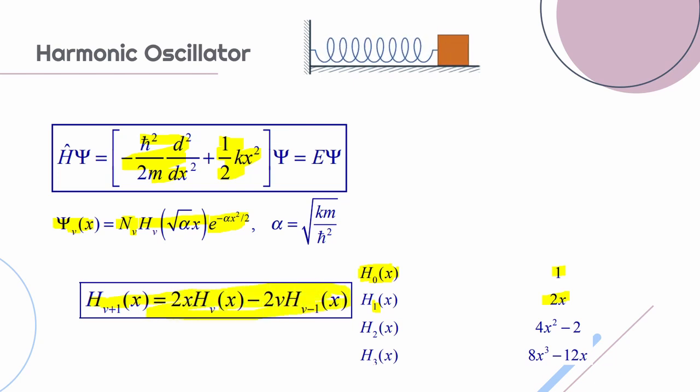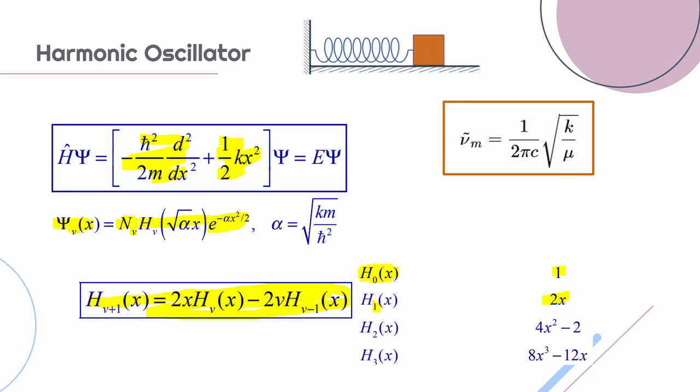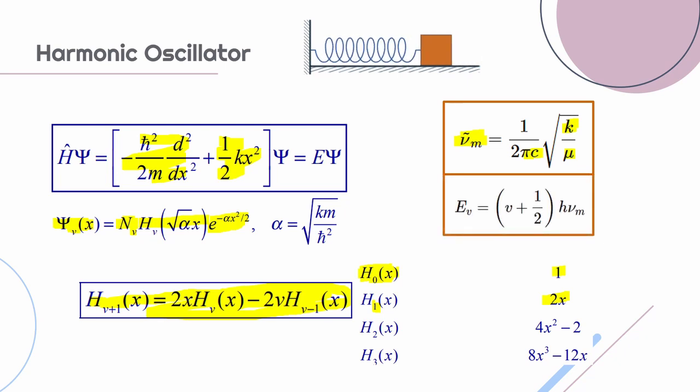Considering the vibrational motions of a diatomic molecule, we have the wave number given by this equation, nu bar equals 1 by 2 pi c, where c is the speed of light, times under root k by mu, where k is the force constant and mu is the reduced mass. In case of a diatomic molecule, we have mu equals m1 m2 by m1 plus m2, where m1 and m2 are the masses of the atoms of the molecule. And we have the energy term given by this equation, E_V, where V is the vibrational quantum number, equals V plus half times h times nu, where nu is the frequency of the vibration.